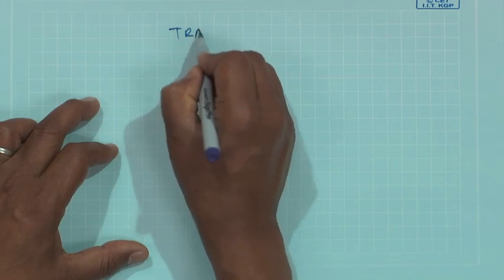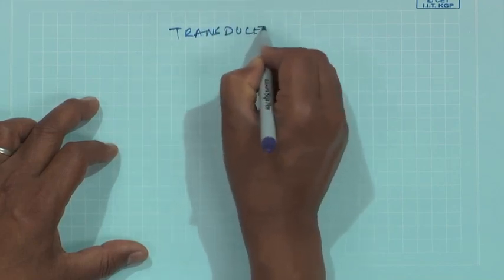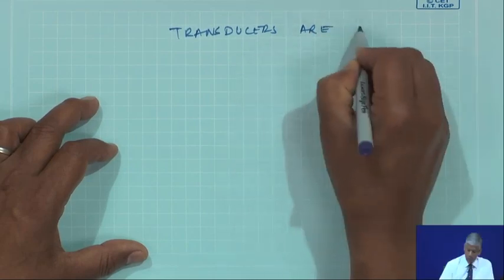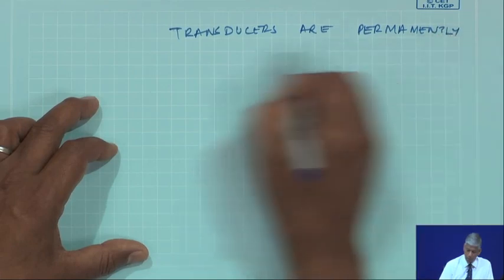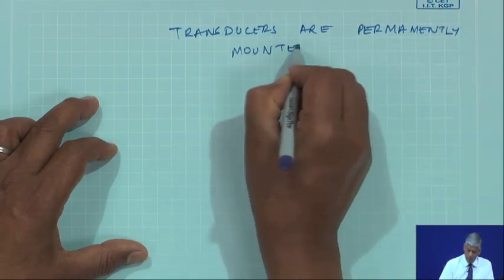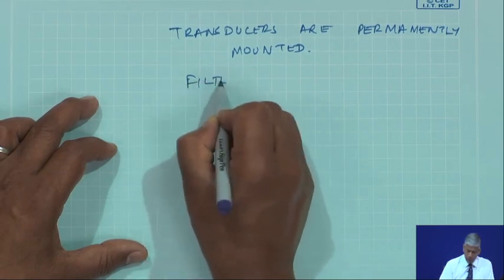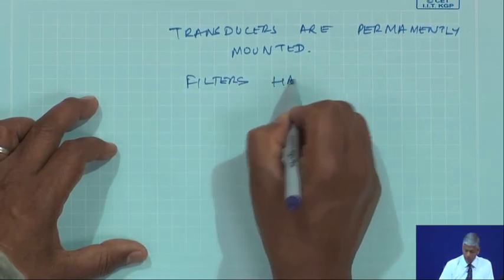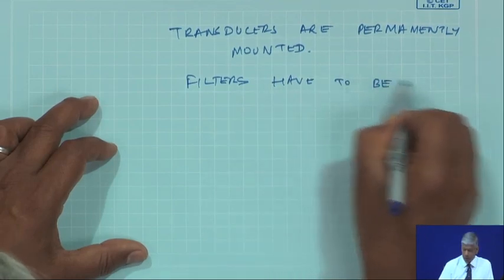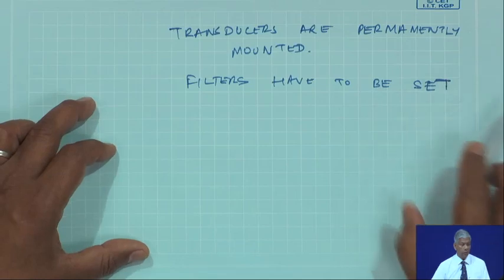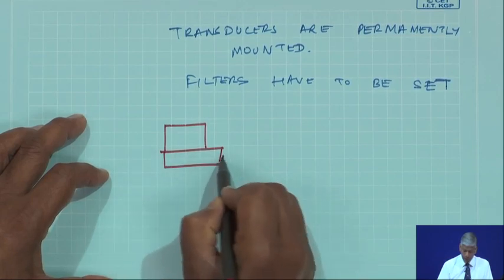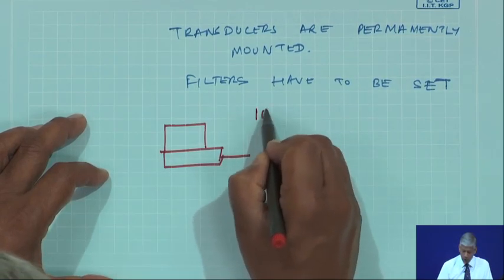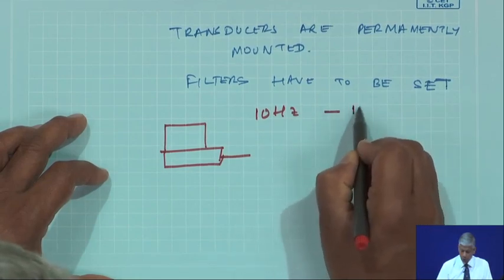So, many times when transducers are permanently mounted, the filters have to be set. For example, I will give you another example. For example, my transducer which I have measured, which I have installed, can measure all the way from 10 hertz to say 15 kilohertz.